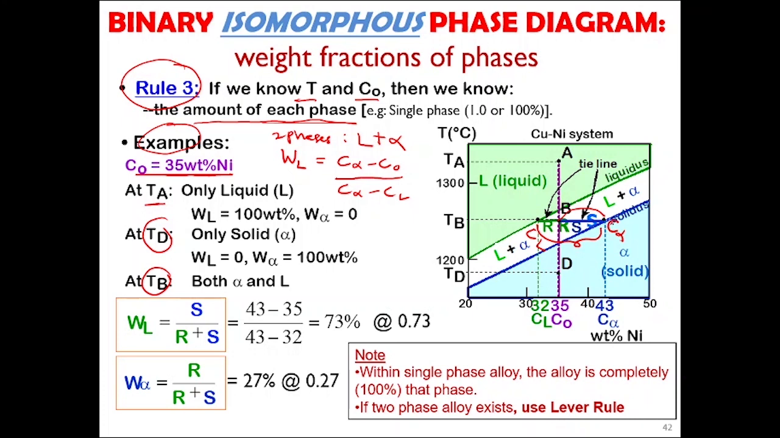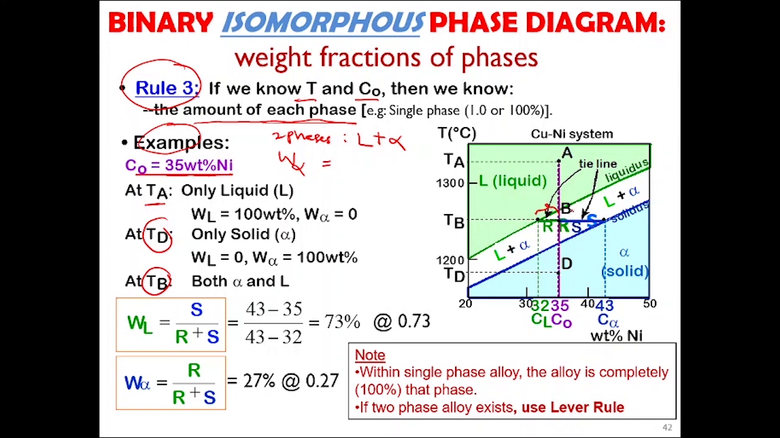Please remember to find the amount of liquid, we use the point at solidus line. It is different when we are going to find the composition before. So for the C alpha, we have 43 weight% of nickel minus with overall composition, we have 35 weight% of nickel divided by composition of alpha 43 minus composition of liquid 32. This is to find the overall length. This is to find the solidus length only. So we get 73%.